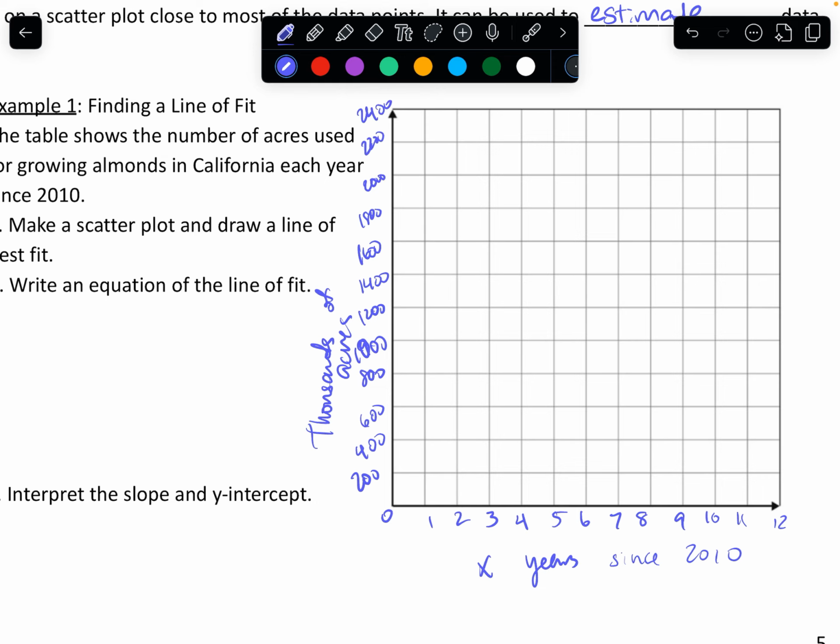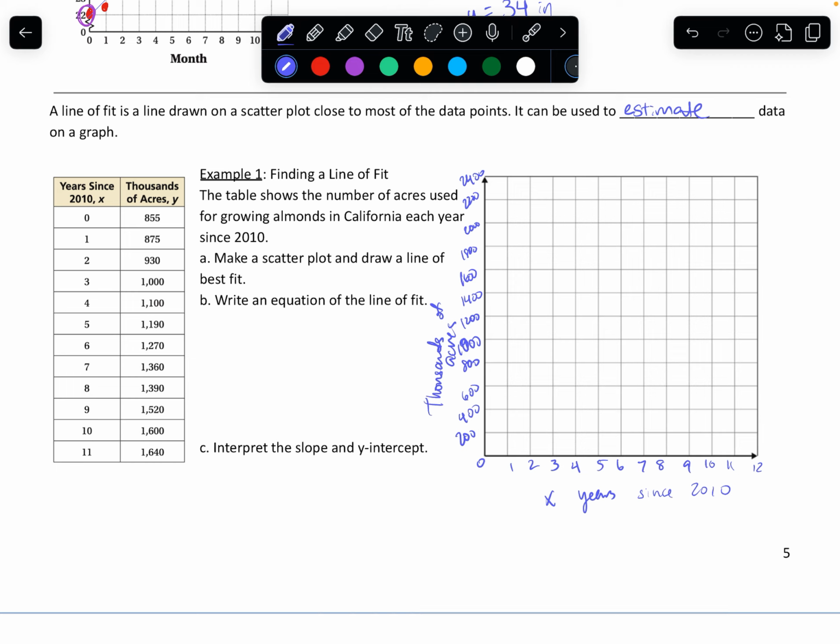Okay, and then let's plot my points. So 0, 855, so it's like right around there. 1, 875, 2, 930, 3, 1000, 4, 1100, 5, 1190, 6, 1270, 7, 1360, 8, 1390, 9, 1520, 10, 1600, and 11, 1640.